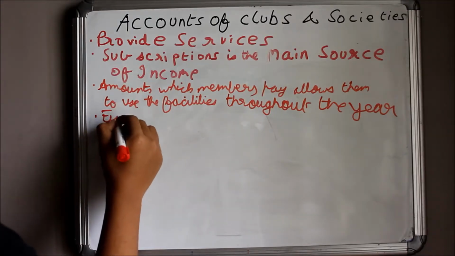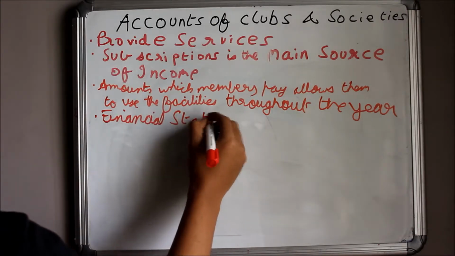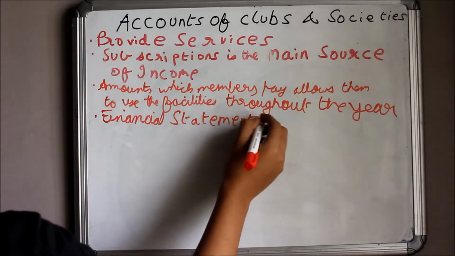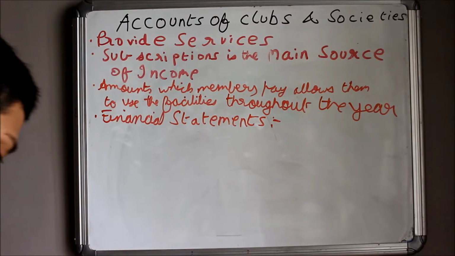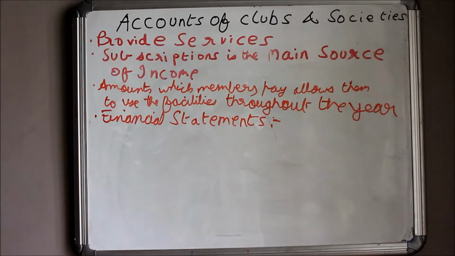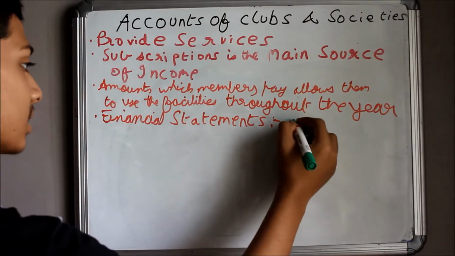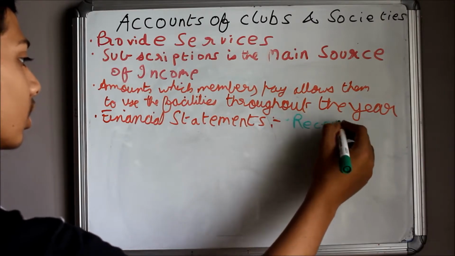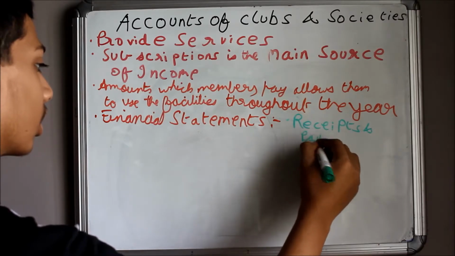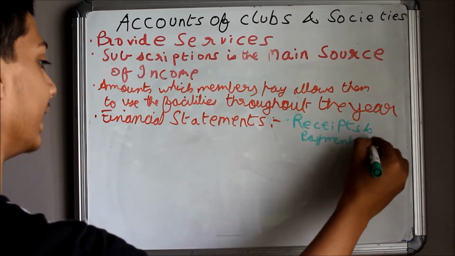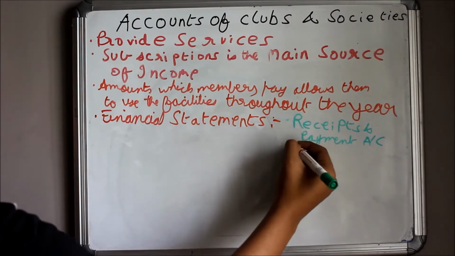So in the financial statements, these four things are included in the clubs and societies accounts. So first of all, there is a receipts and payments account. I'll explain these to you in detail, and I'll show you the formats for these also, but for now let me just list these down.